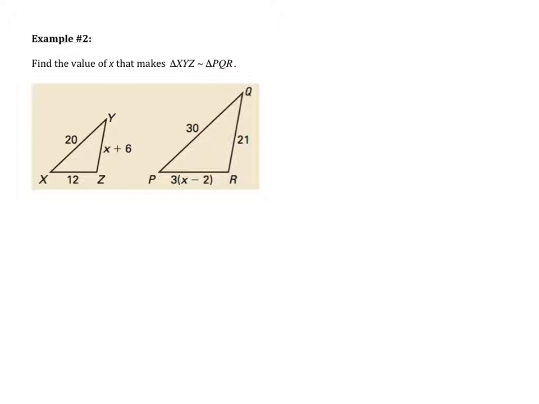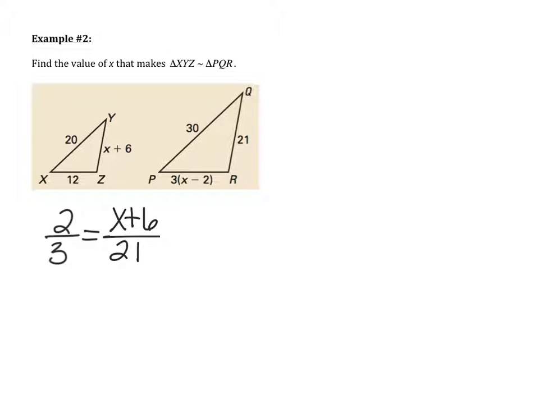Since we already know that the ratio would be 20 over 30, which is 2 over 3, I can set up the proportion to be 2 over 3, which is pretty simple, and then compare it to another pair of corresponding sides. So I could have x plus 6 over 21 or 12 over 3 times x minus 2. I would choose the x plus 6 because it just looks a little bit more simple compared to the 3 times x minus 2. So I'm going to set up my proportion to be x plus 6 over 21.